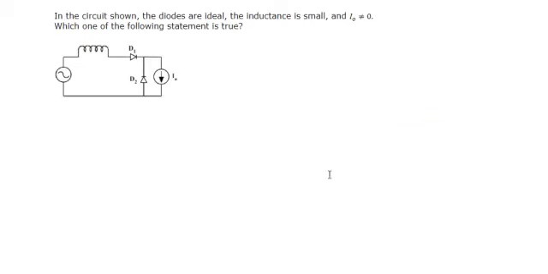If you look at here, the GATE question is given from last year's GATE exam. In the circuit shown, the diodes are ideal, the inductance is small, and the average load current is not zero. Which one of the following statements is true?